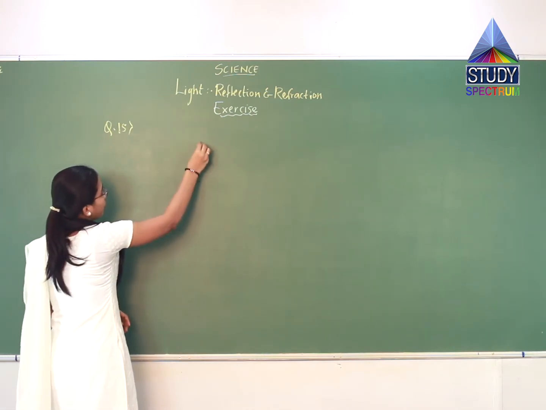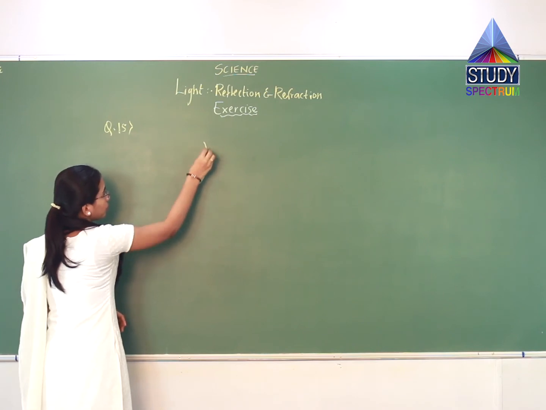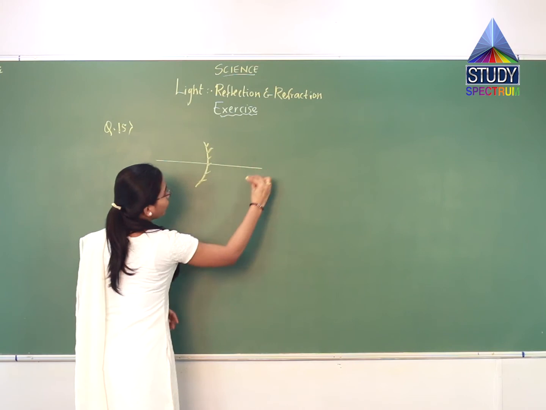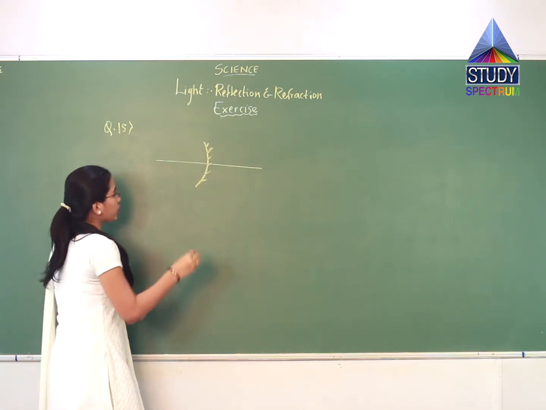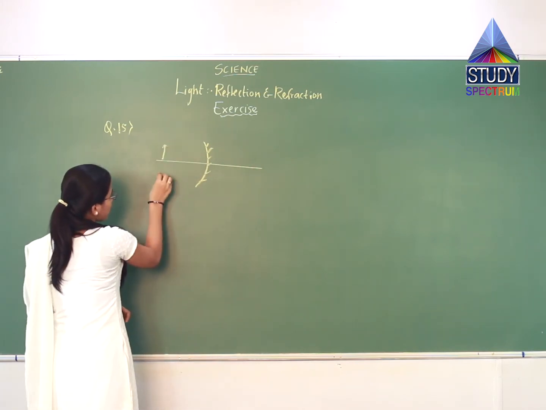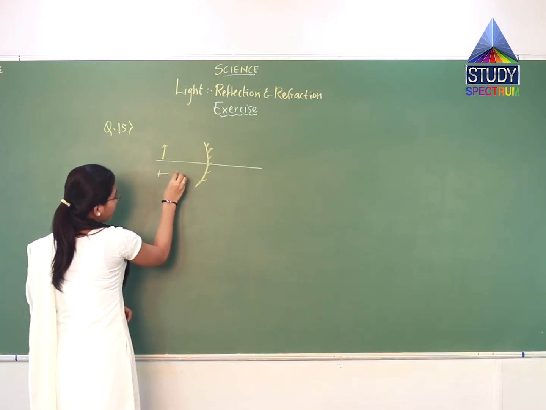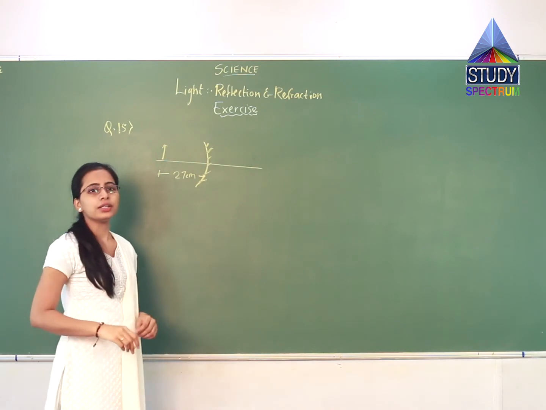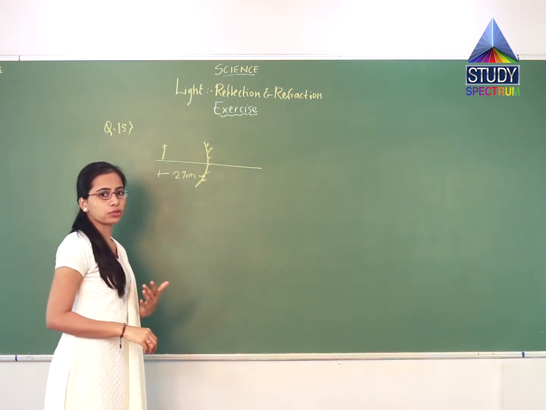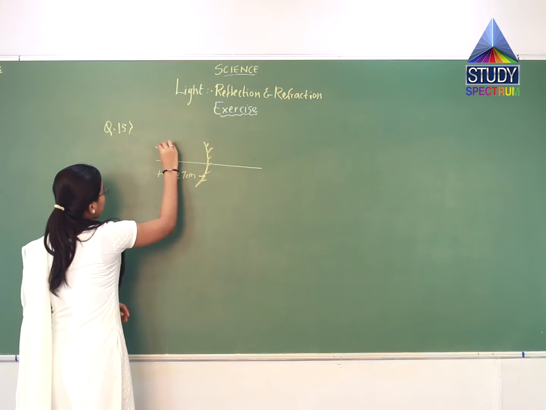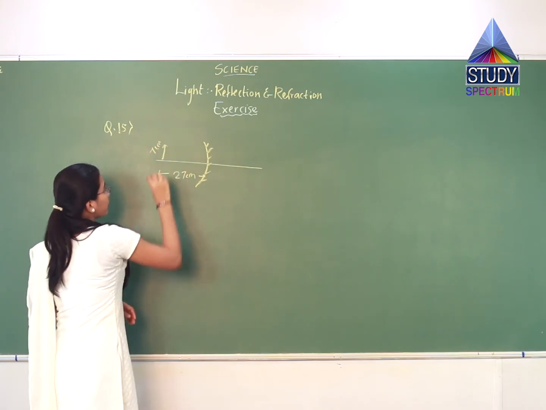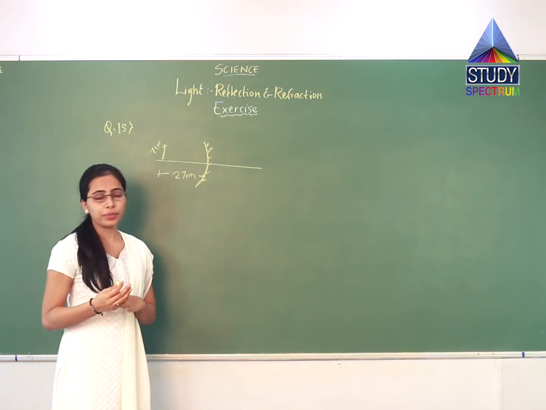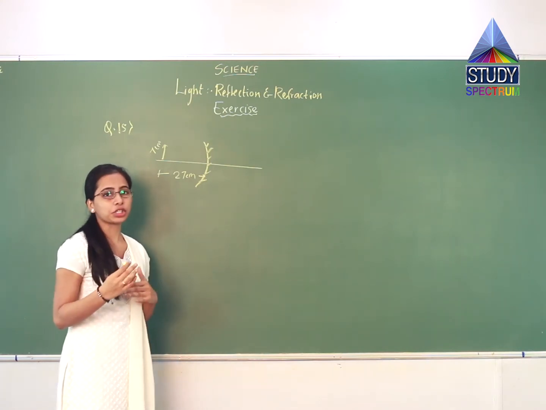So here we have a concave mirror like this. For this mirror, the object is placed somewhere here. Suppose the distance is 27 centimeter and the height of the object is also given. So it is 7 centimeter, and accordingly we have to find the size of the image, the distance of the image, and the nature of the image.